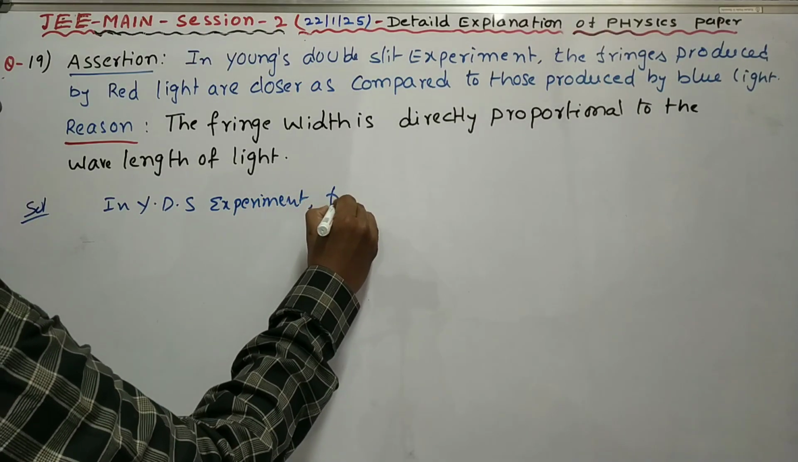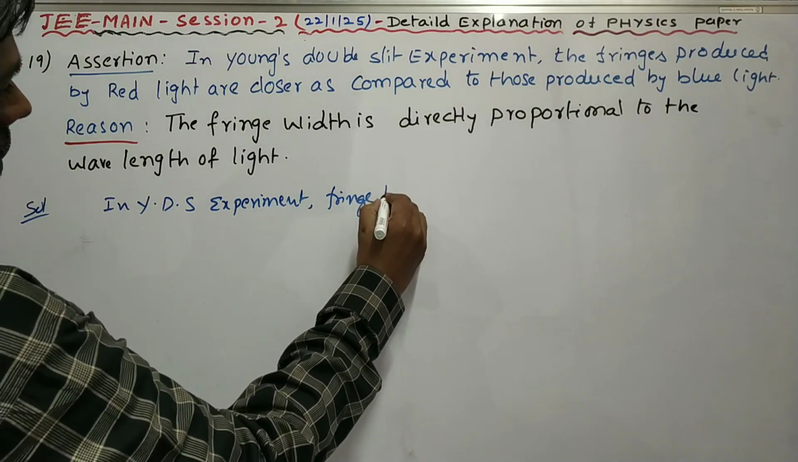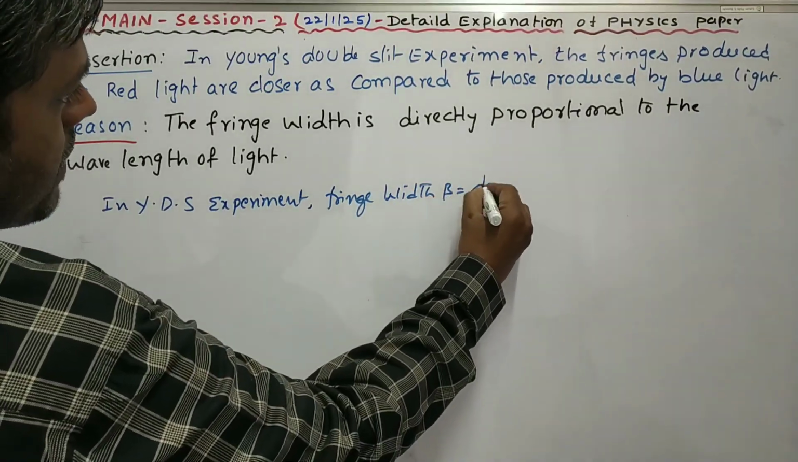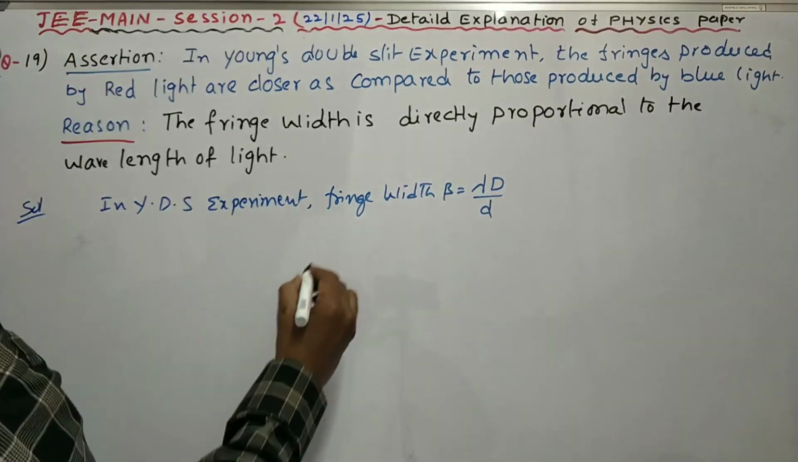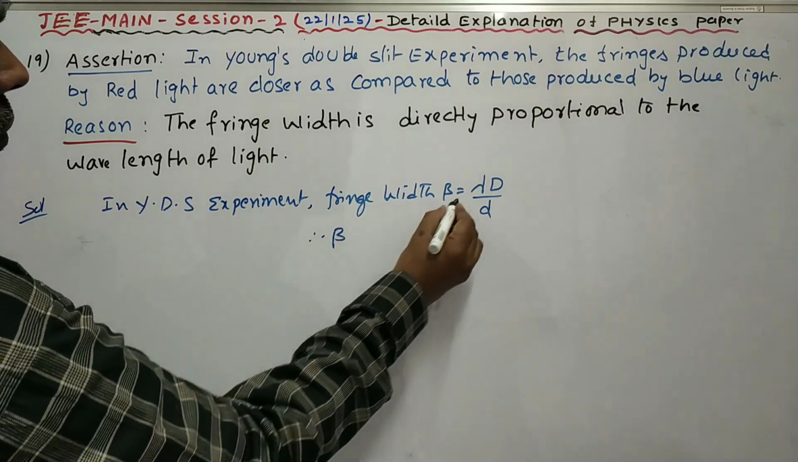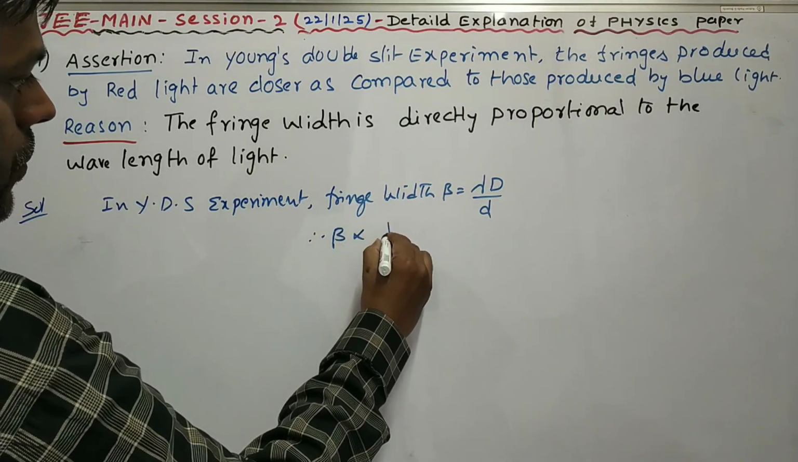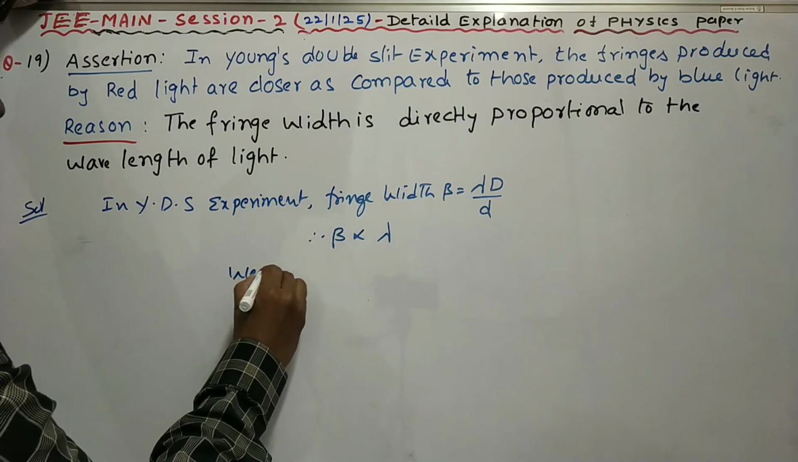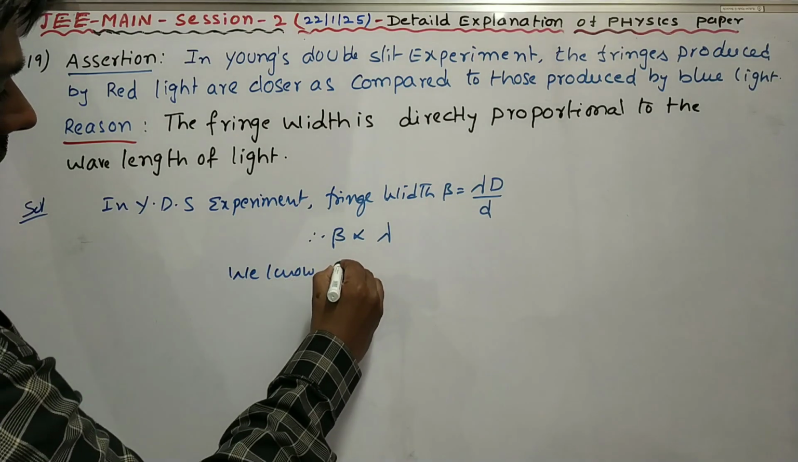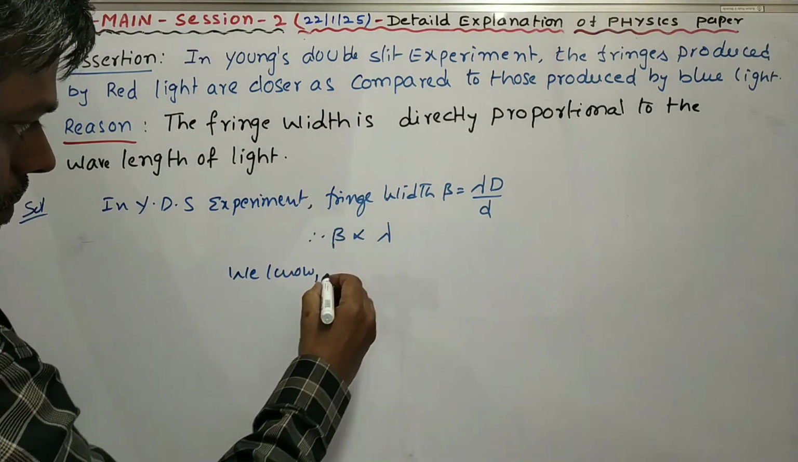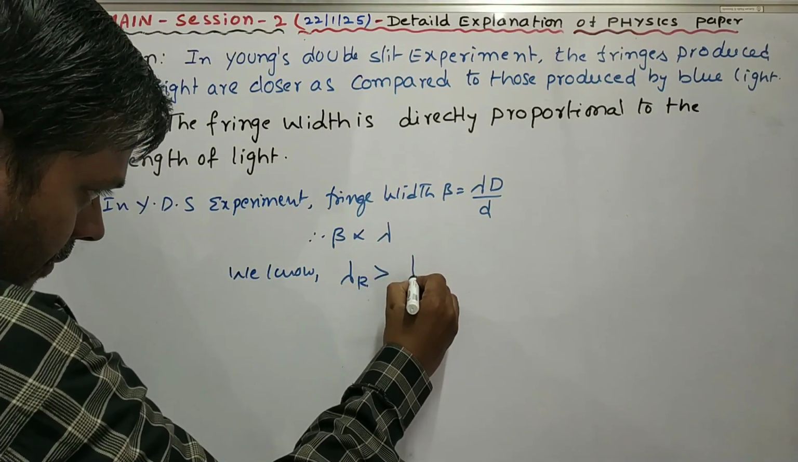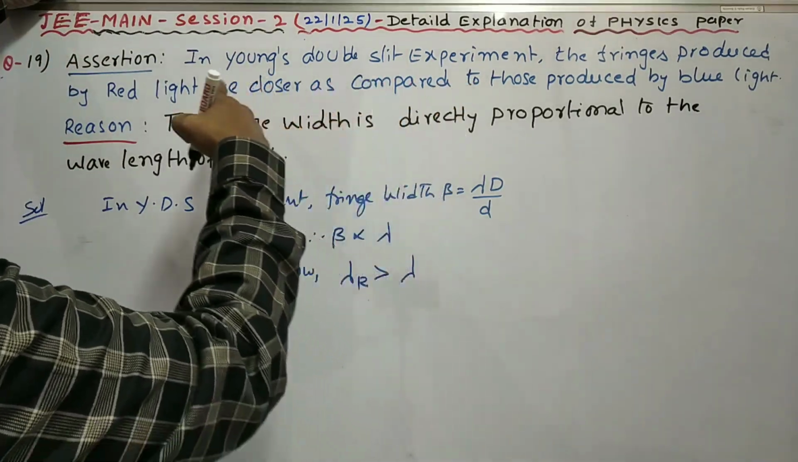fringe width beta is equal to what? Lambda D by d. Therefore, fringe width is directly proportional to wavelength. You know very well, in the spectrum, the wavelength of red is greater than the wavelength of what kind of light is given?